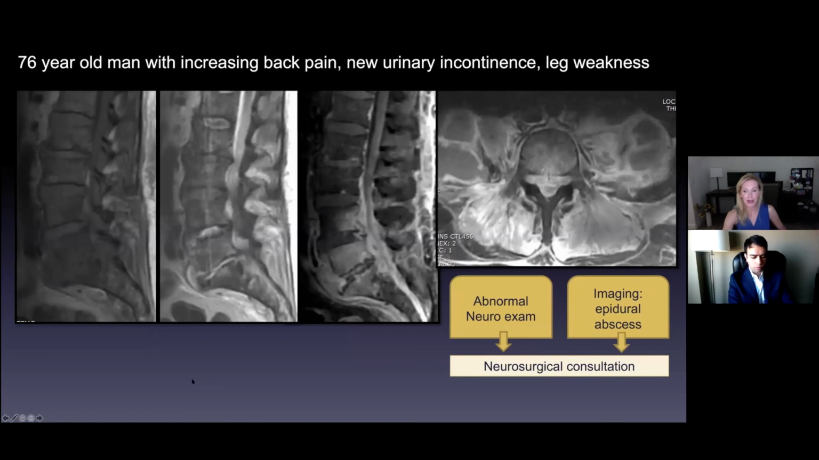Okay, let me do this one. We have 10 minutes left.